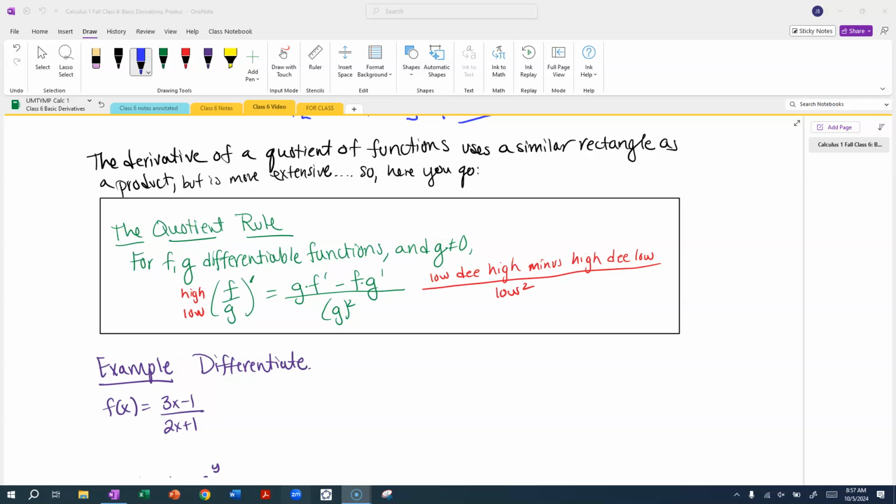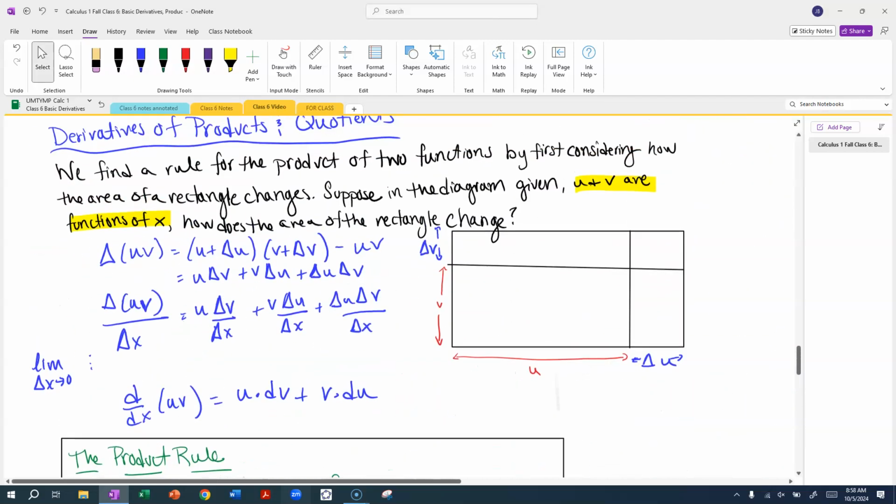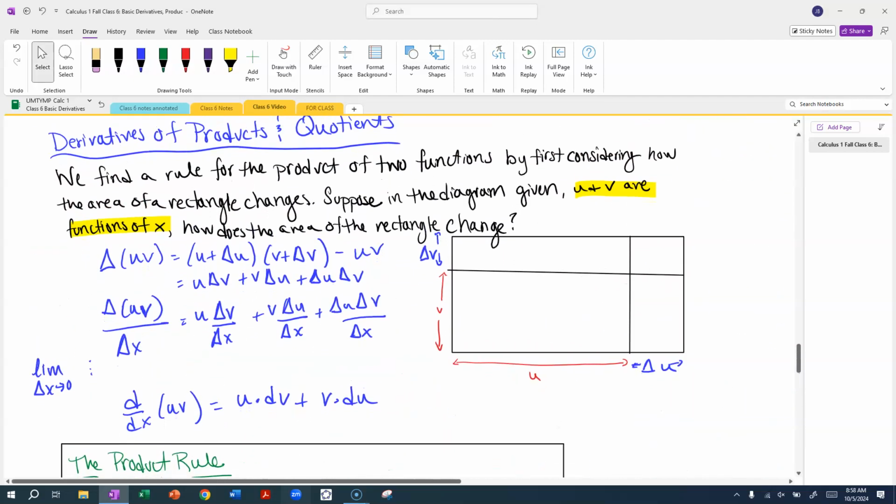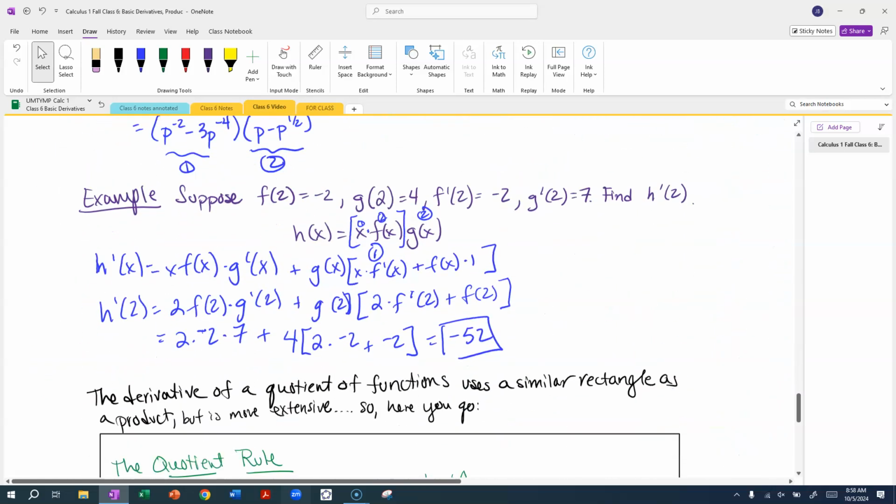And our last operation that we need to deal with is a quotient between functions. To find the derivative of a quotient, we would go through and do the definition of a derivative, and then it has a similar area interpretation as we saw with the products. But this one is a little bit more involved.